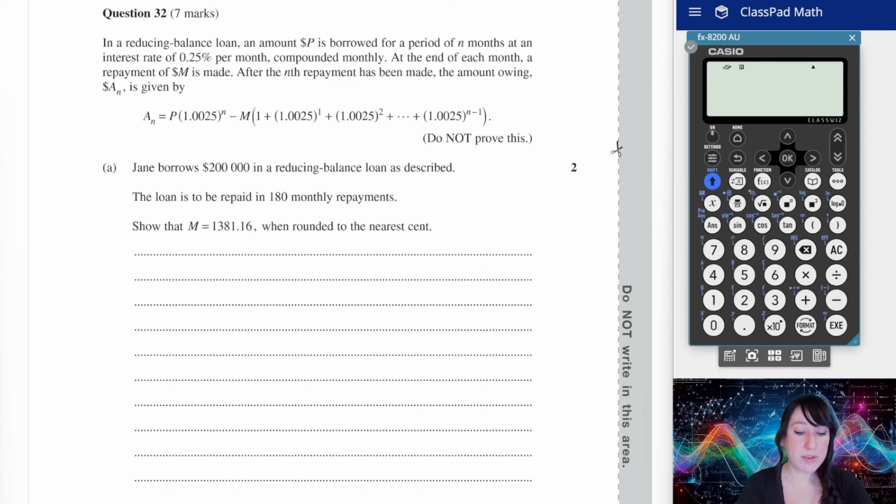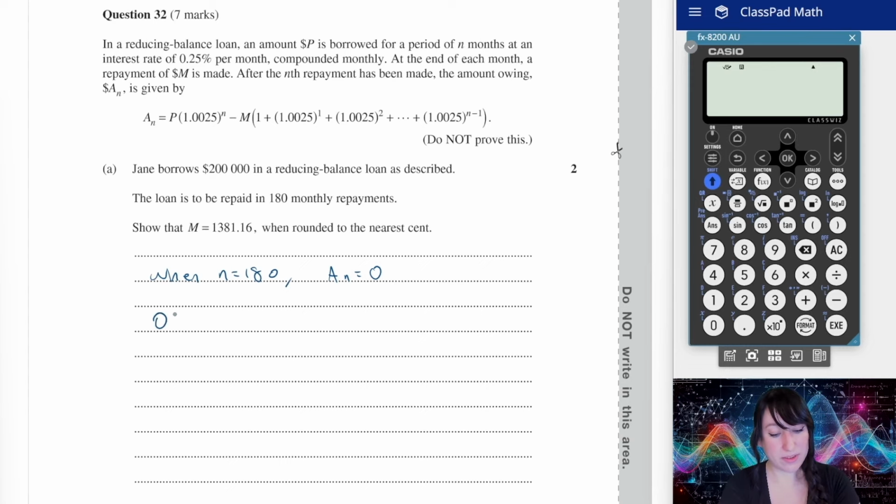Now, part A. Jane borrows $200,000 in a reducing balance loan as described. The loan is to be repaid in 180 monthly repayments. Show that M is equal to 1,381.16 when rounded to the nearest cent. So, to find the monthly payment given the other parameters of a reducing balance loan, we need the expression for a n, and then we go to the end of the loan when we know it will be paid off. If the loan is to be repaid in 180 monthly payments, that means that when n is 180, a n, the amount left owing, will be 0. And that will allow us to solve for M.